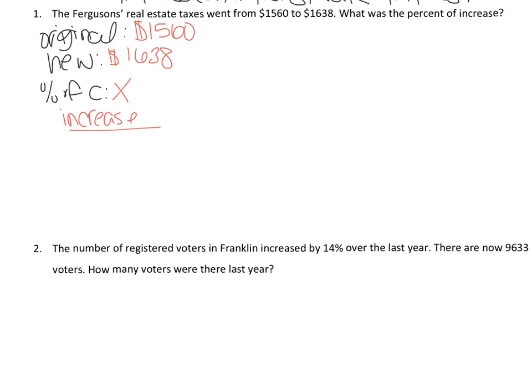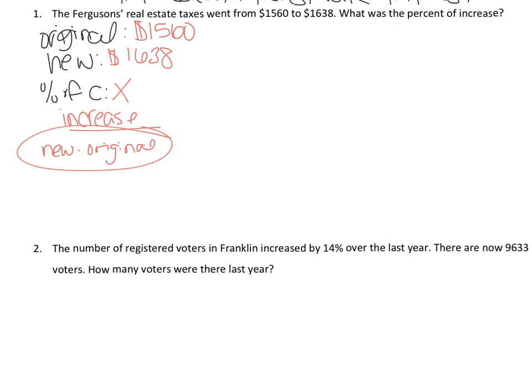So if it's an increase, that means my new price was more than my original, and if I always want that amount of change to be positive, I need to take the larger number minus the smaller number. So if my new price is more, I'm going to take my new minus the original. Okay, so this is how we're going to find the amount of change. Now we can go through and set up a proportion.